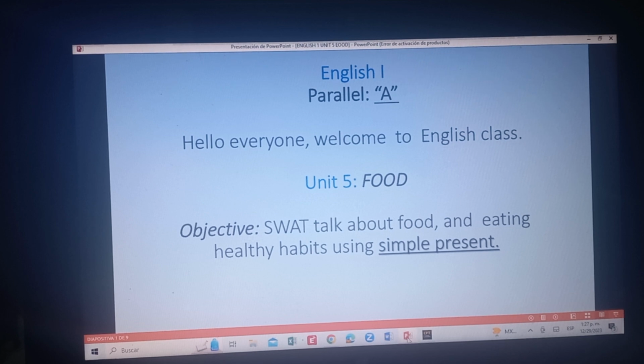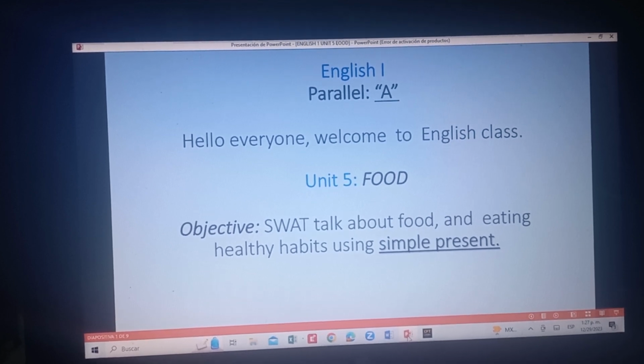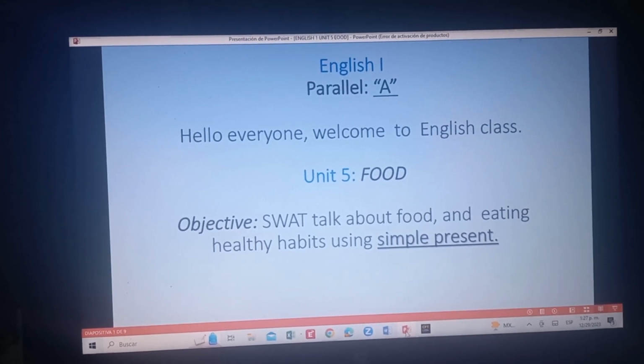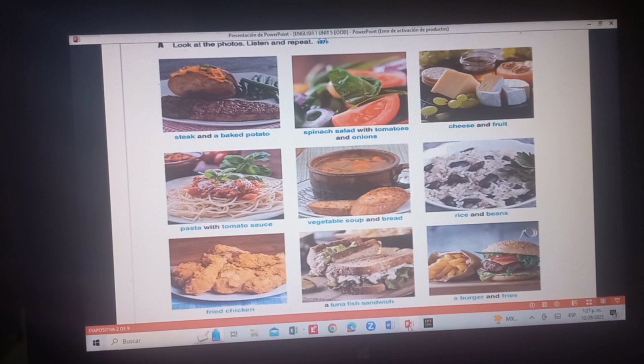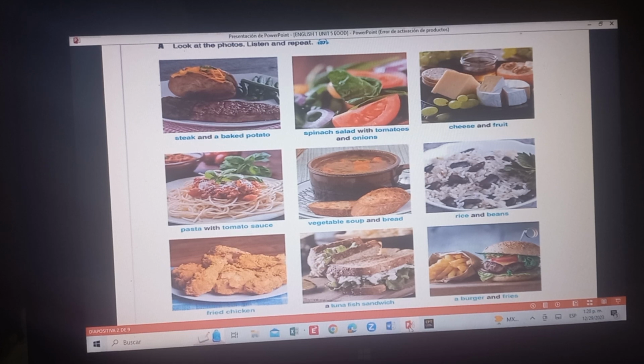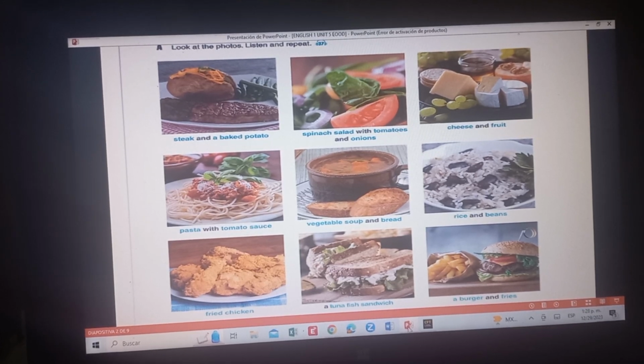Today we are going to study Unit 5. Food. Objective: talk about food and eating healthy habits using present simple. First of all, we are going to learn something about food, some dishes, and some vocabulary. Pay attention please, and you have to practice this at home.